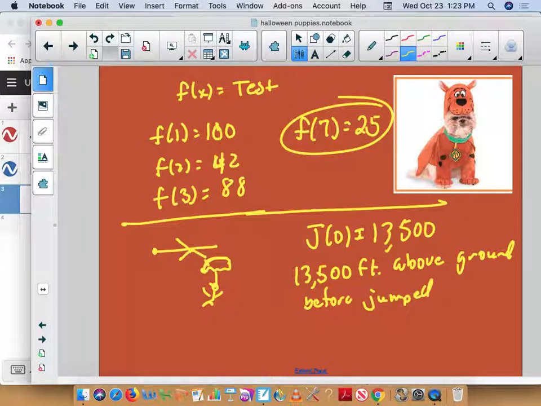How did Margot know that? Because J of 0, she must have still been in the plane. Nothing's even happened yet. Sarah? I said at the start. That's great. She was 13,500 feet above the ground, or at 13,500 feet. Maria, did you say something similar?